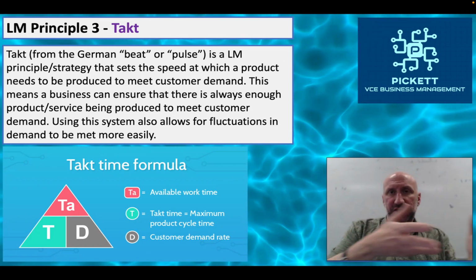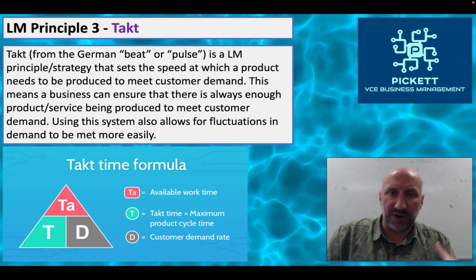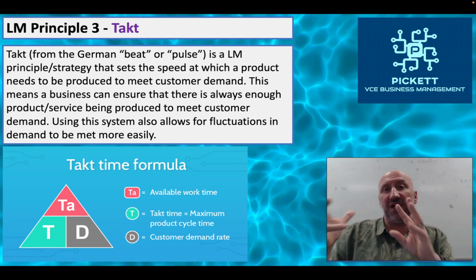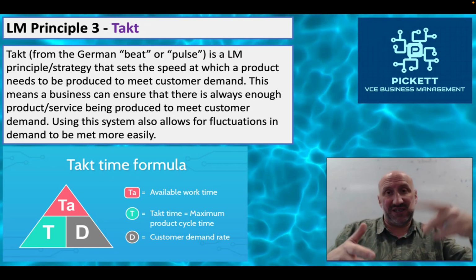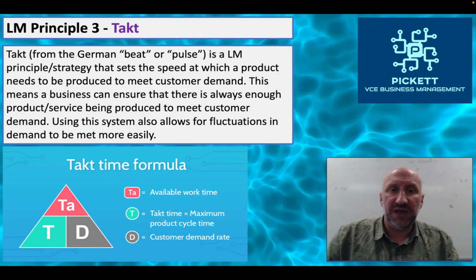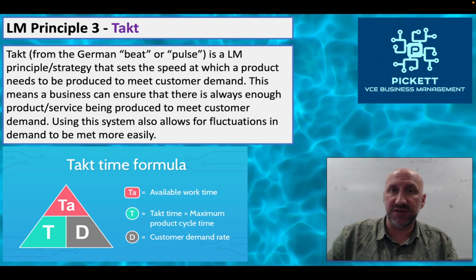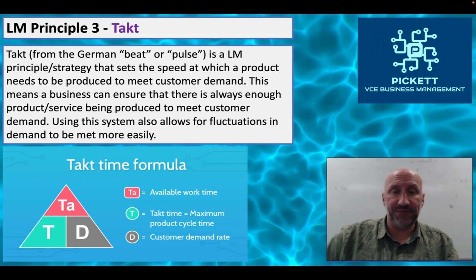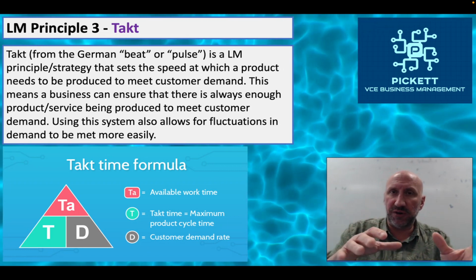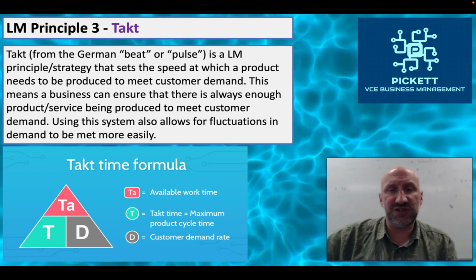Okay, so we're doing our one piece flow. We've got our production line, and again, you saw your cold production line with all these little bottles flying past. So the Takt part of this is a strategy that basically sets the speed. And this is where you would adjust the speed, which also links into other strategies here, to meet demand. This means that the business ensures there's always enough product or service being produced to meet customer demand, but also not overproducing as well. This system allows for fluctuations in demand to be met more easily. You can adjust the timing so that you increase production slightly or decrease it, whatever you might need to do to adjust for those changes in demand.